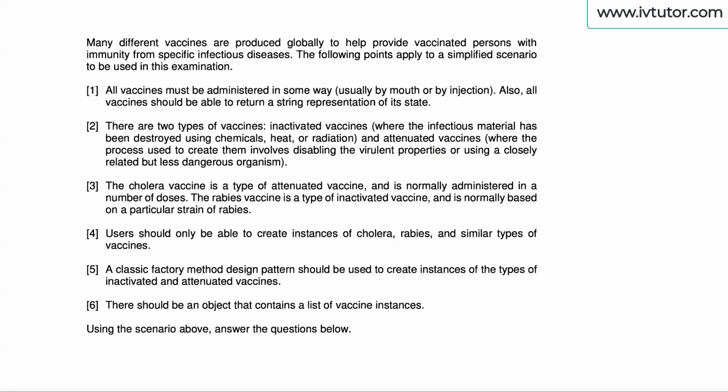So let's go through this. Many different vaccines are produced globally to help provide vaccinated persons with immunity from specific infectious diseases. The following points apply to a simplified scenario to be used in this examination. All vaccines must be administered in some way, usually by mouth or by injection. Also, vaccines should be able to retain a string representation of each state. So what classes do you end up with?